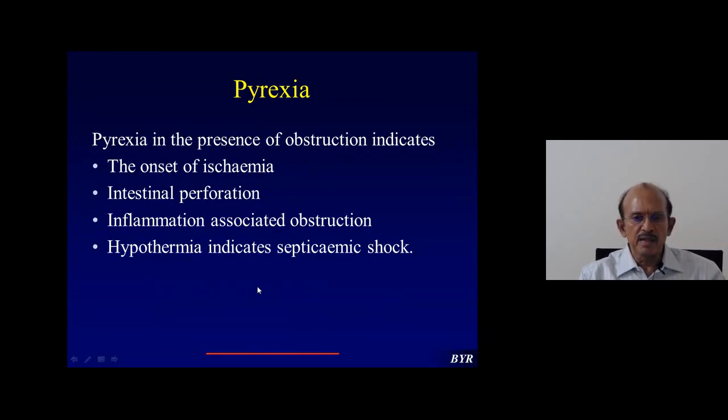Hypothermia indicates a severe septicemic shock. In septicemic shock, a severe condition, there may be hyperthermia, very high temperature, or hypothermia. The leukocyte count may increase or it may be grossly decreased. Pulse rate may show severe tachycardia or it may be bradycardia. So extremes can be seen in case of severe septicemic shock.